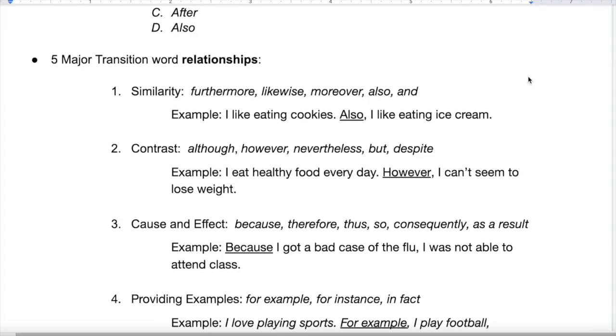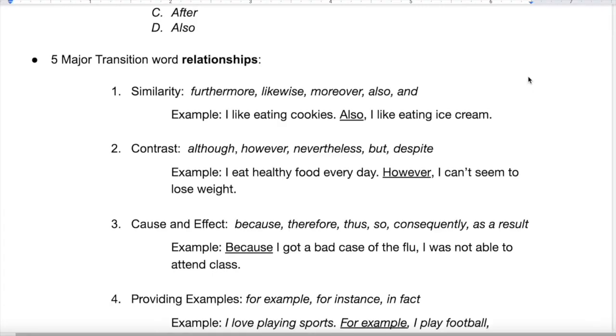Because they've got a similarity, you should be able to identify what the similarity is. Oh, there's the example. We'll go and read the example. The example for similarity: I like eating cookies. Also, I like eating ice cream. Great. Literally any one of those other similarity transition words you could plug in there and it would make sense, because you have a similarity relationship between the two ideas. There's something they have in common. They're things I like eating.